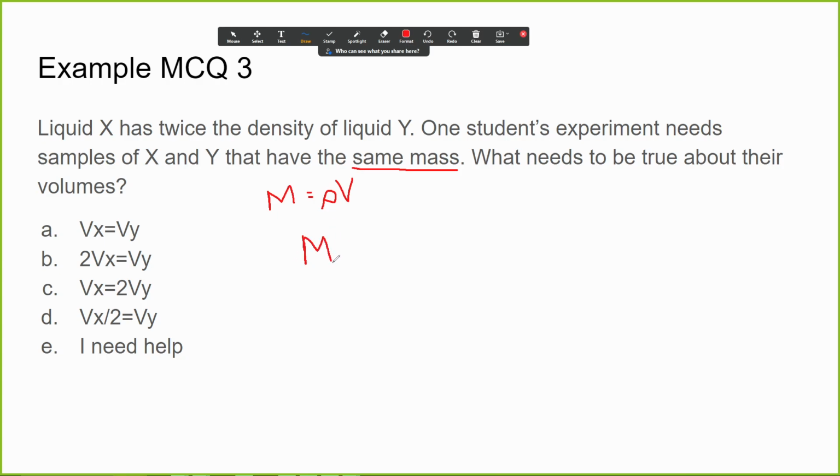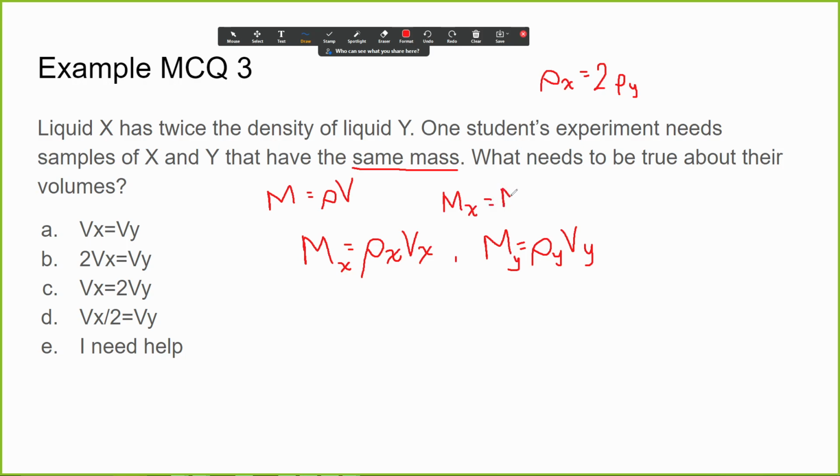So liquid X has twice the density of liquid Y. So that means that liquid X's density equals twice liquid Y's density. So here, let me back up a little bit. I'm not going to write that just yet. I will eventually. So this is going to be equal to the density of X times the volume of X, okay? And then the mass for Y is going to be equal to the density of Y times the volume of Y. And you could put subscripts in here if you would like for X and Y, but we do know that ultimately MX has to be equal to MY because of what we are told in the problem.